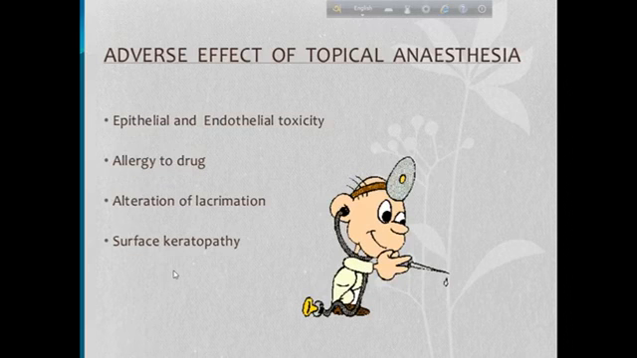There are some adverse effects of surface and topical anesthetic agents: epithelial or endothelial toxicity, allergy to the drug, alteration of lacrimation, and surface keratopathy.